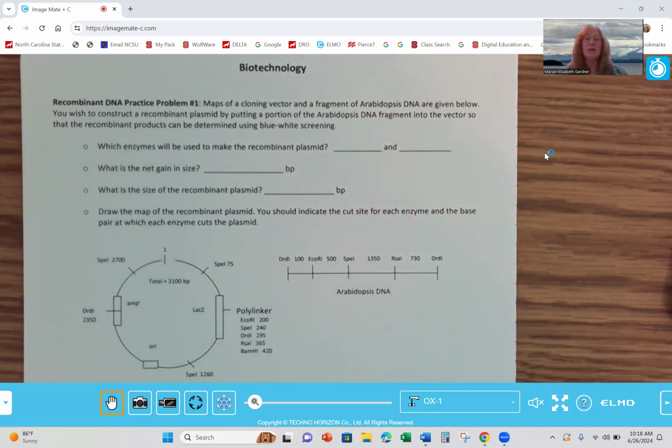Please make sure you also pay close attention to the lecture because there's quite a bit of vocabulary that would not be covered in this problem worksheet.